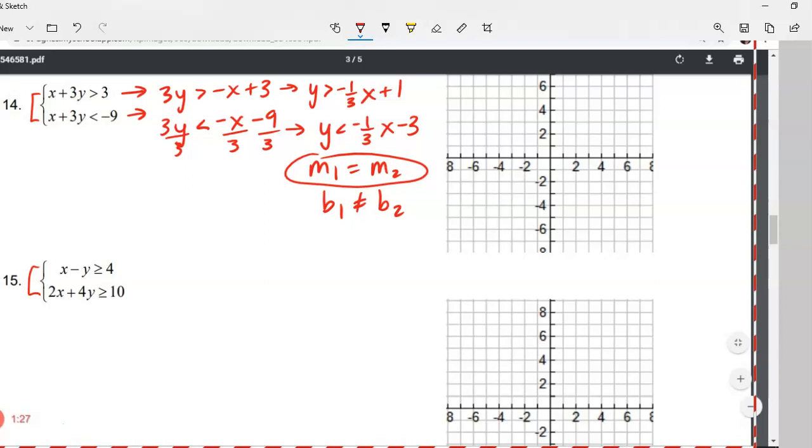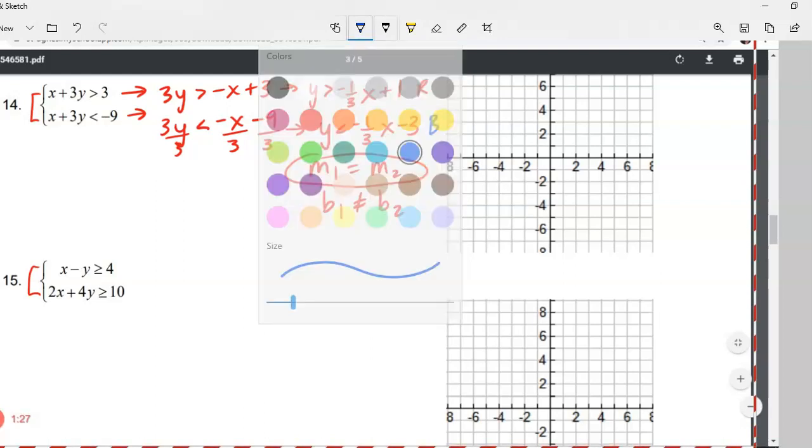All right, so let's go. I'm going to go back and do colors. This one I'm going to do in red, and the bottom one I'm going to do in another color, let's just say blue. Okay, so back to red.